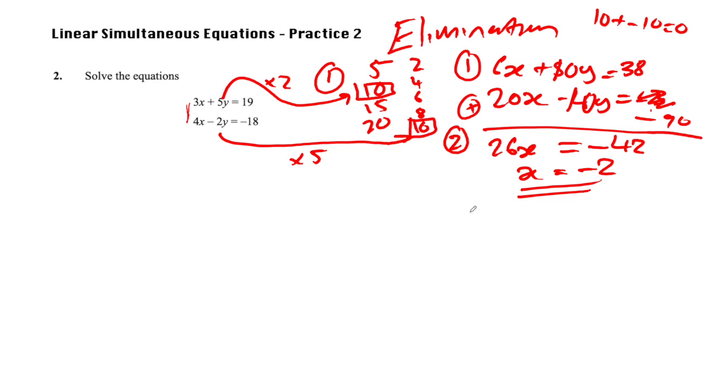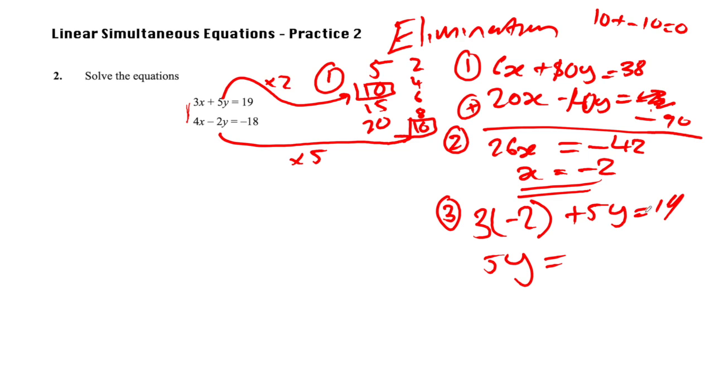Now we're on step 3, which is sub back in that x. So we're going to sub in the x value to either of the equations. I'm going to choose the top one. 3 times minus 2 plus 5y equals 19. 5y is the same as 19. We've got plus 6 there because it's a minus. Change sides, change signs. So we're going to have 25. So that means y equals 5. So there are two solutions. You can do the substitution method and see if you get the same x and y as me.